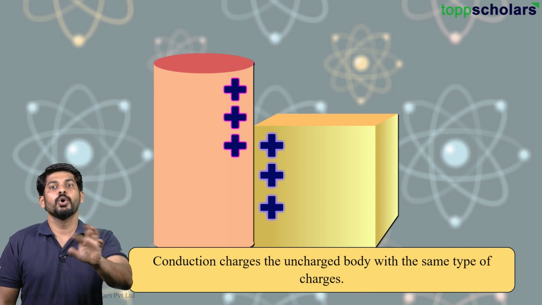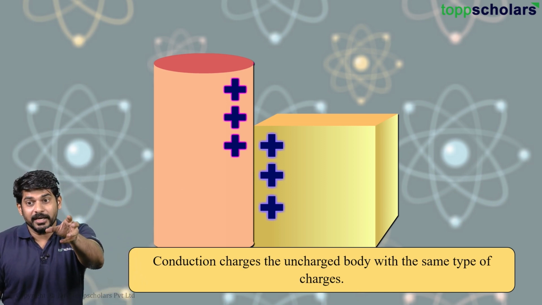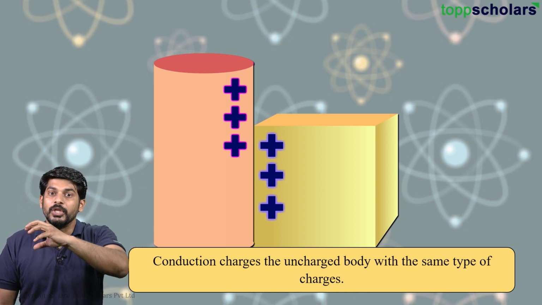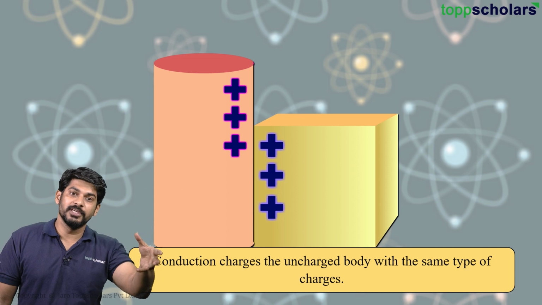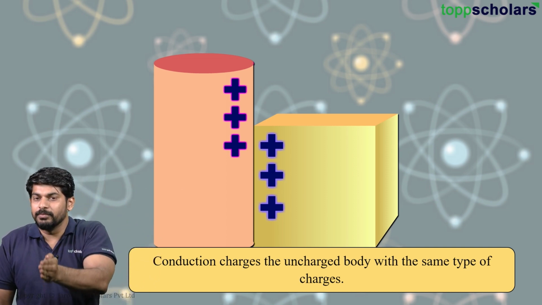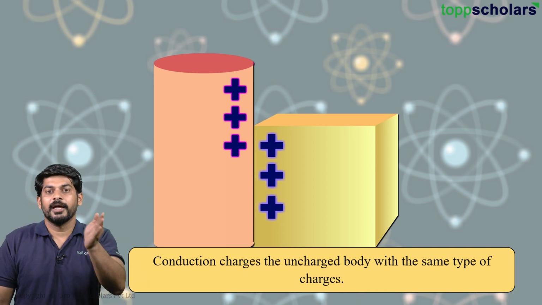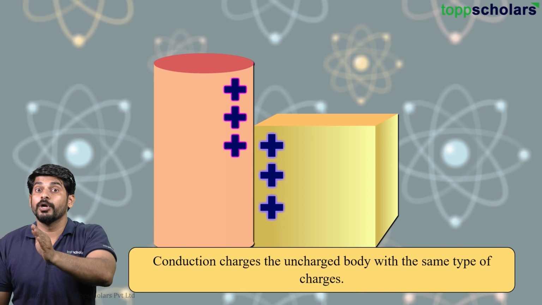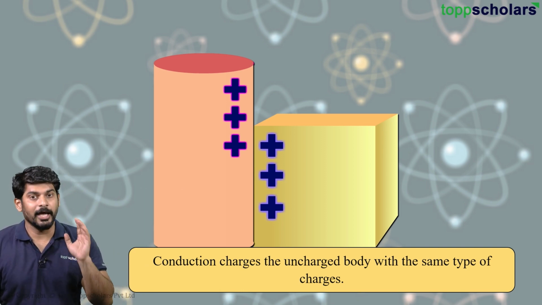So this happens only if the bodies are in contact. What we have to do is bring a neutral body in contact with the charged body. The charged body will transfer some of its charges to the neutral body, and that's why the neutral body will become charged. So this is what happens.